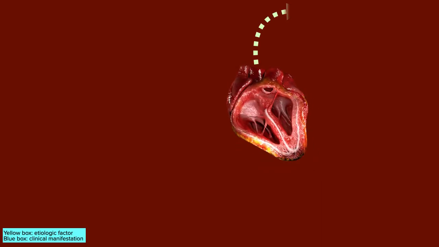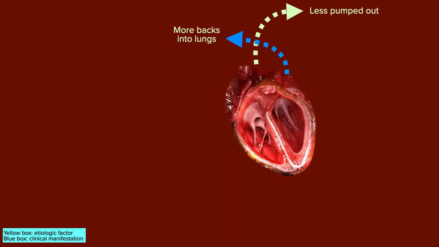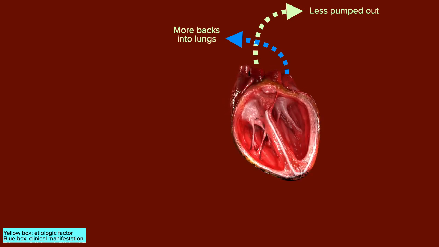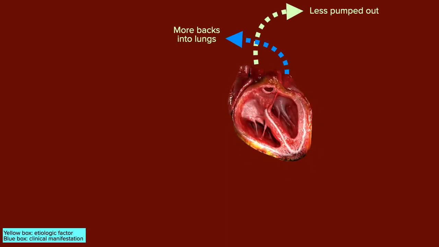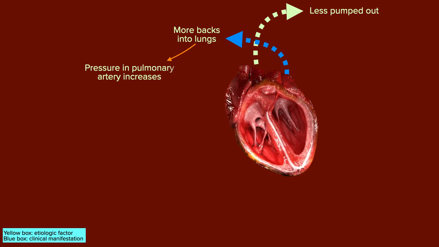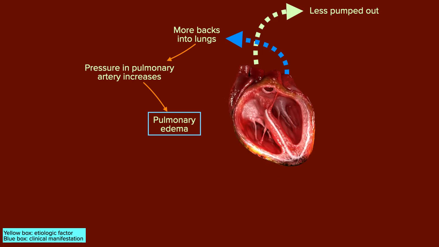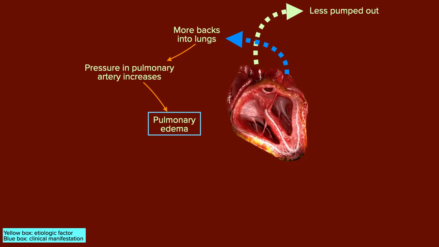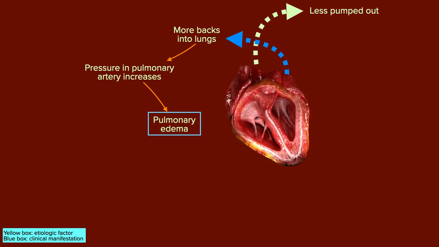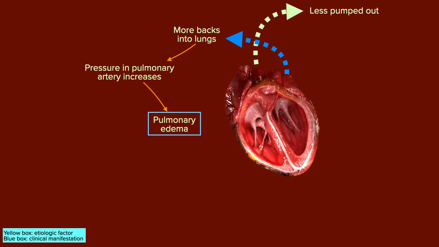All right, so a major clinical sign of the heart not being able to pump enough blood forward to the body is that the blood starts to back up into the lungs. A backup of blood in the pulmonary veins and capillary beds can increase the pressure in the pulmonary artery and can also result in fluid moving from the blood vessels to the interstitial space, and that's what we call pulmonary edema or congestion.